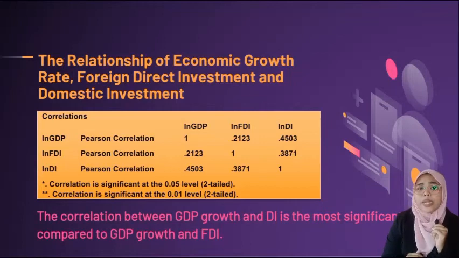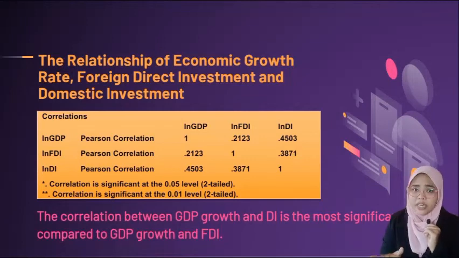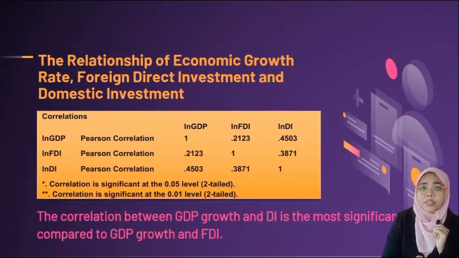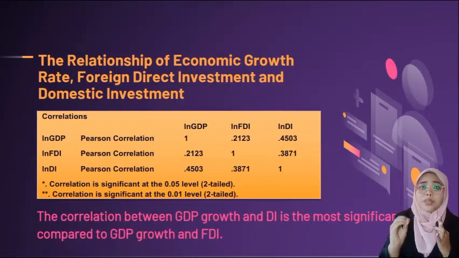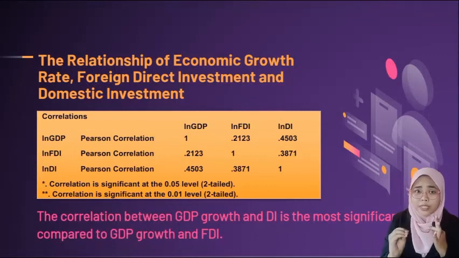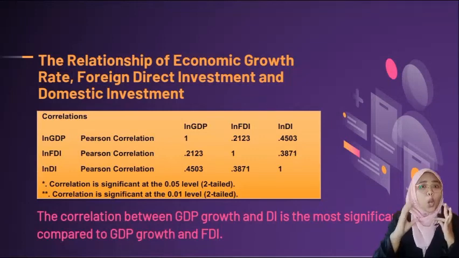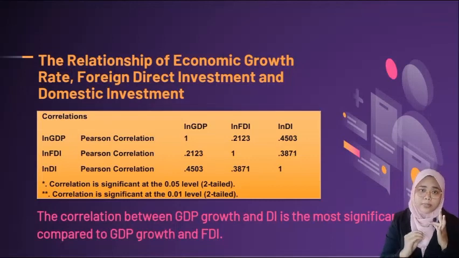Similarly, the correlation between GDP growth and domestic investment is 0.45 at the 5% significance level. It can also be considered significant. Both independent variables are significant to the dependent variable. However, we can see that the relationship between GDP growth and domestic investment is more significant compared to the relationship with foreign direct investment. Okay, that's all for my part.